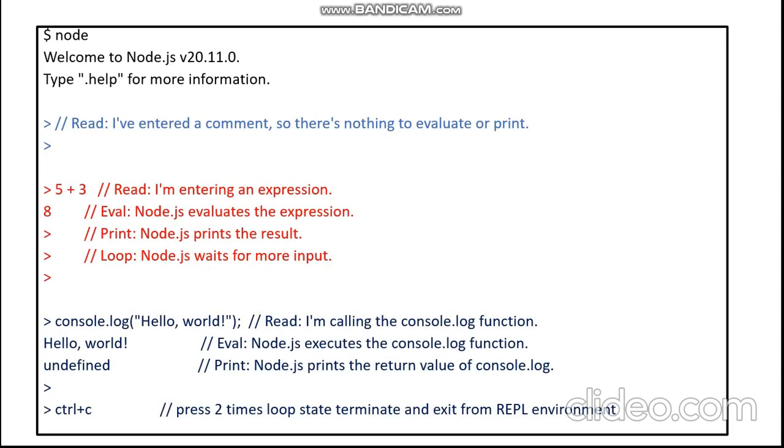So in this example, I have shown different color patterns for a comment, expression and statement. In the first color pattern, a light blue color, I have used a comment part. So there is nothing to evaluate or print. Now in the second color pattern, a red color, I have used an expression. So based on the expression, the REPL environment starts working.